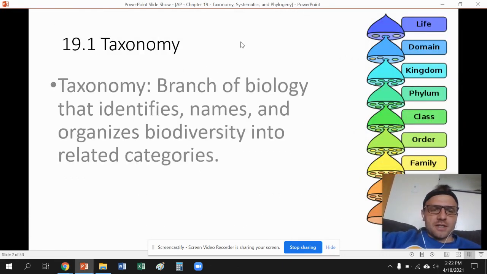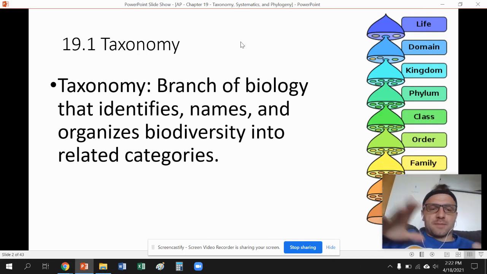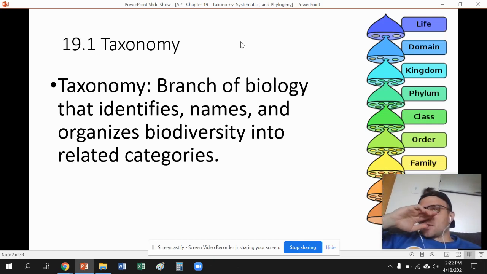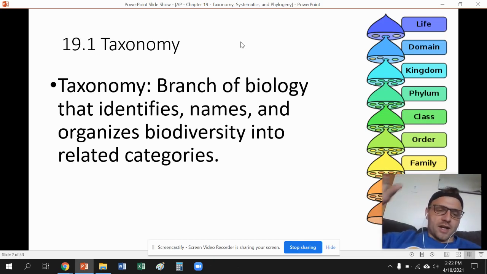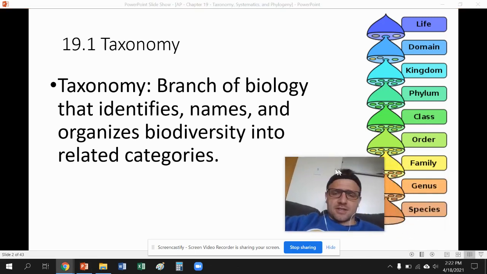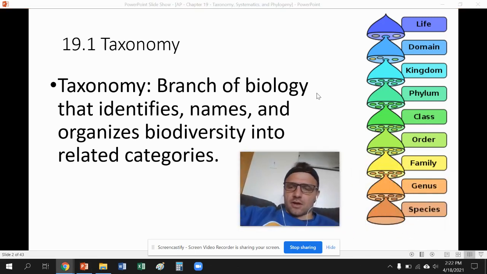All right, so taxonomy is the study of how we identify different species within the whole biodiversity of Earth. We have millions and millions of different species, and we have to identify them in some way. Taxonomy has been around for quite some time. Aristotle and Plato tried organizing species thousands of years ago, and now we have a much more complex and accurate way of organizing them. Basically, this is how we organize life on Earth.